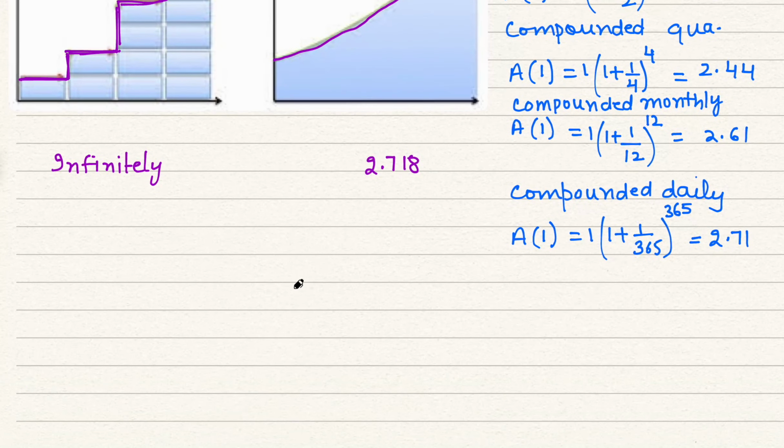So if we go with the formulas, the formula for discrete growth is A(t) is equal to A 1 plus r.